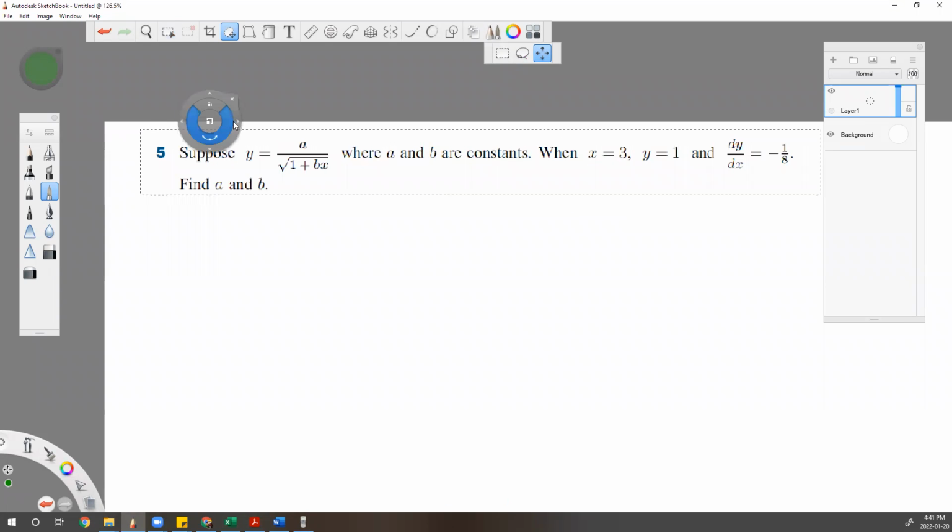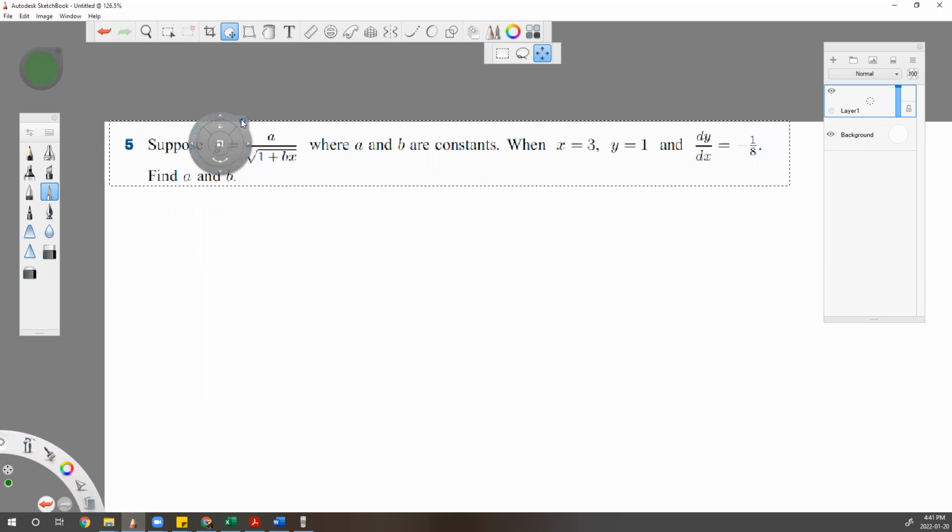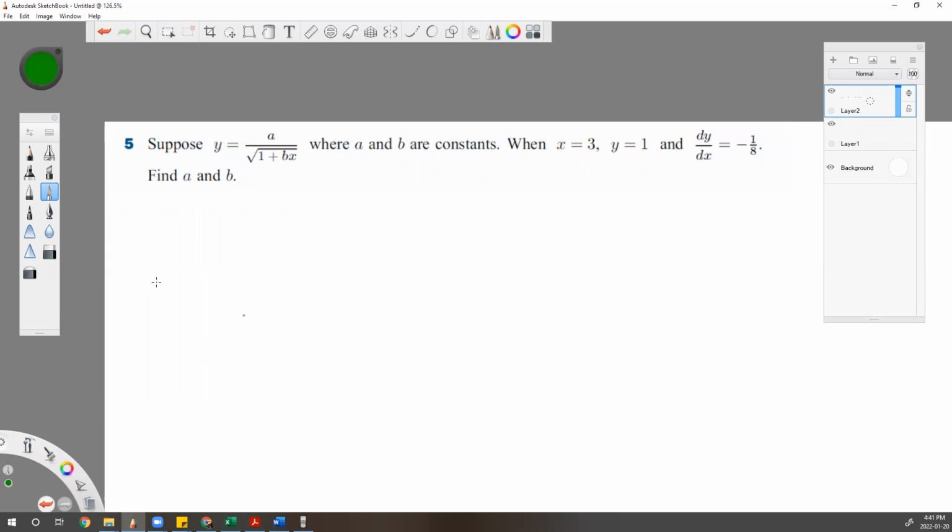Suppose I just changed the y, because we have the fraction. Whenever you see the fraction, just follow the idea. It's actually power half, and its bottom is negative half, right? When x equals 3, y equals 1.